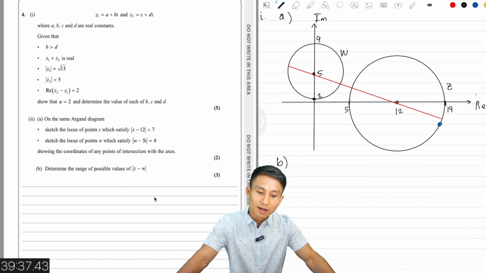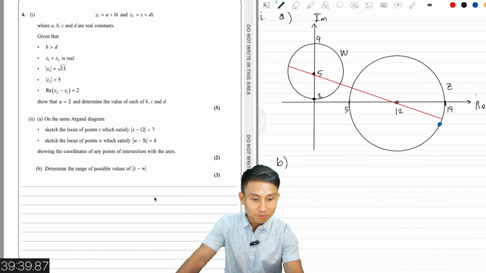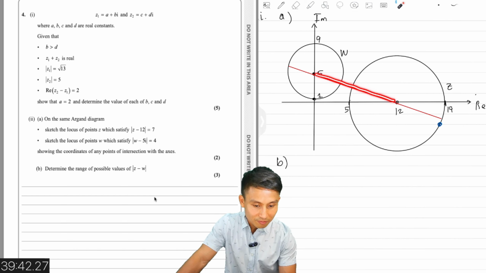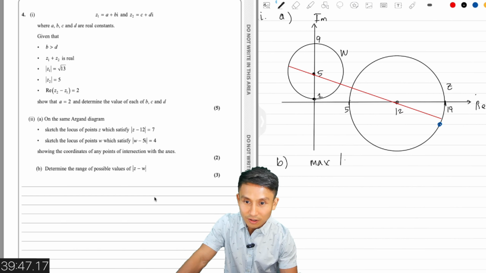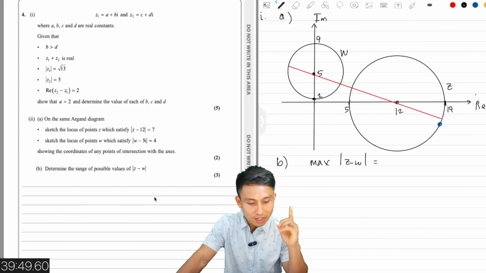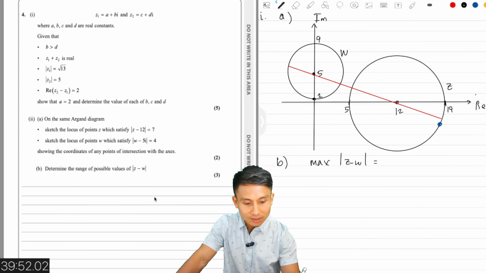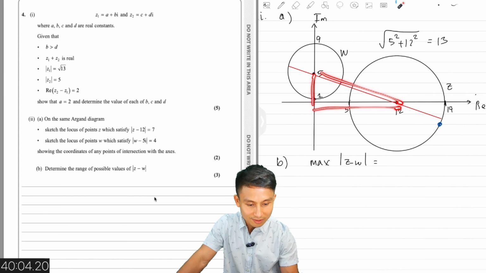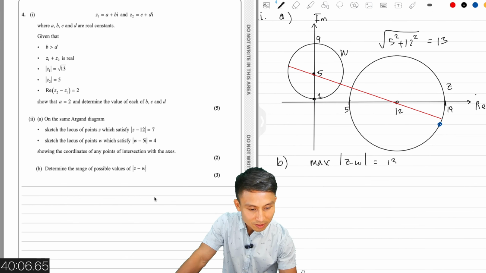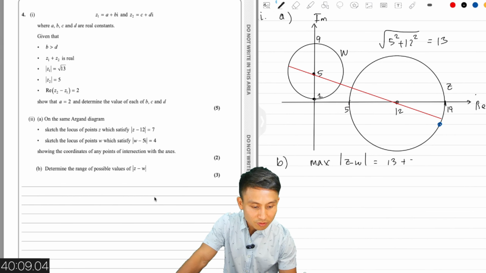So the maximum that they can be is basically just this line plus both radii, right? Because the Pythagoras here is 13. So I'm just going to write square root of 5 squared plus 12 squared is just 13. Yeah, this distance is 13. We don't need to find that. It's just 5 and 12 here, and this is 13. Just a Pythagoras, so it's 13 plus the radii of both, so 7 and 4. So that's the maximum possible, 24.